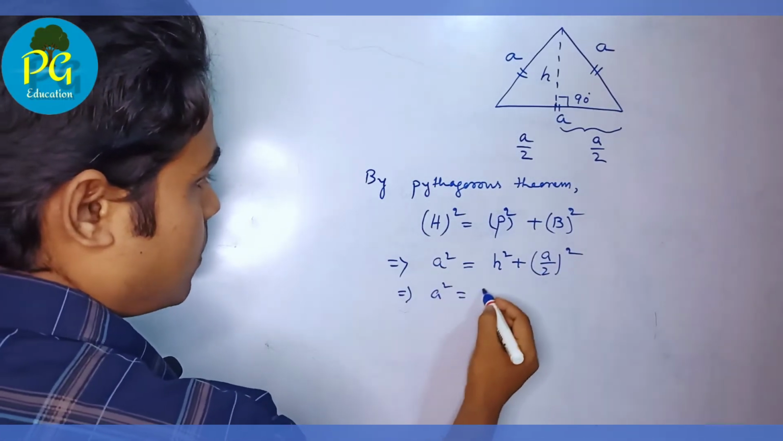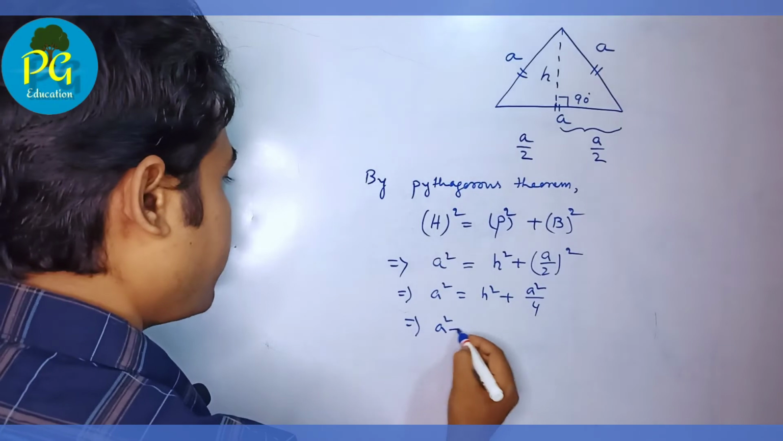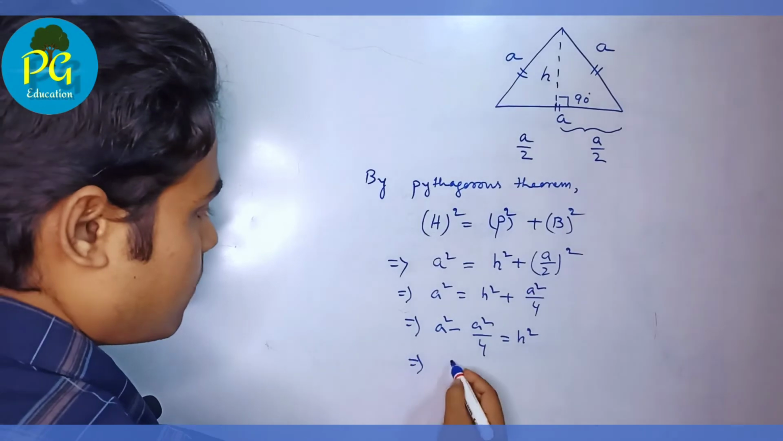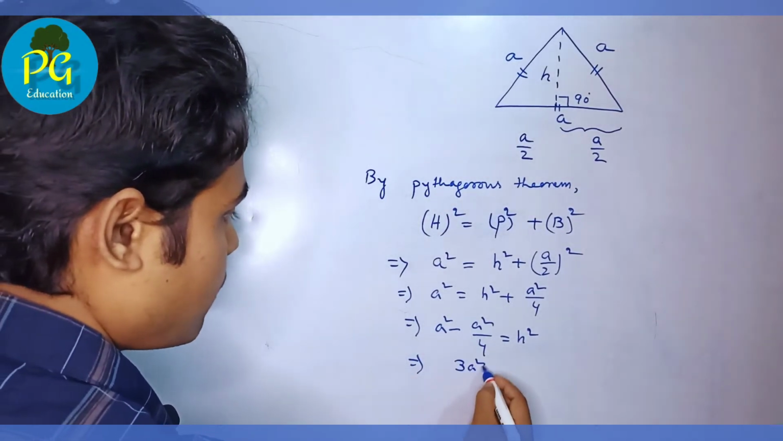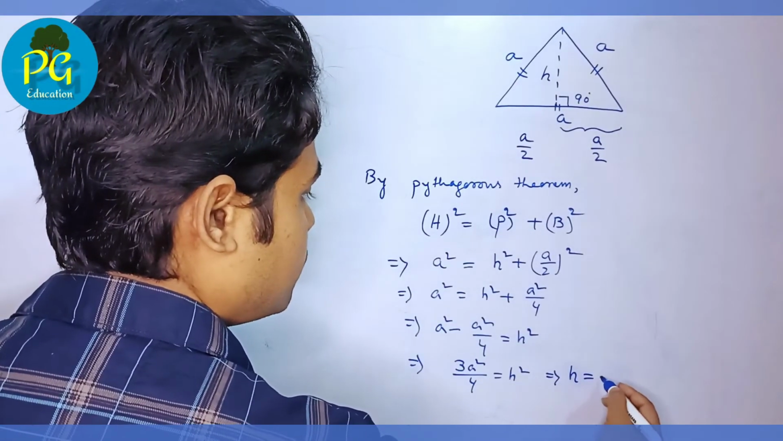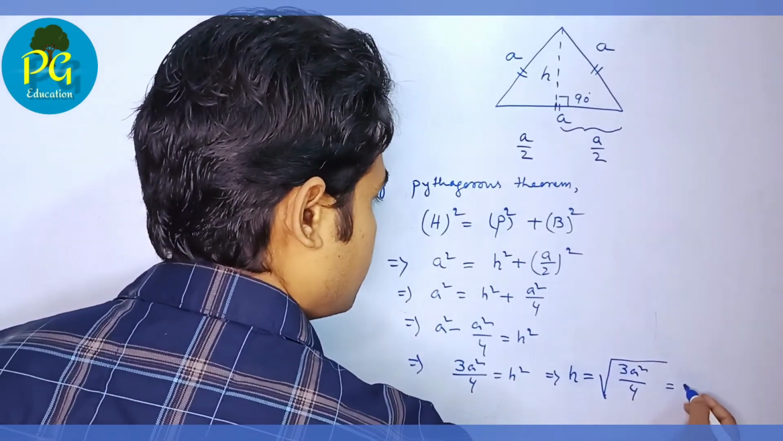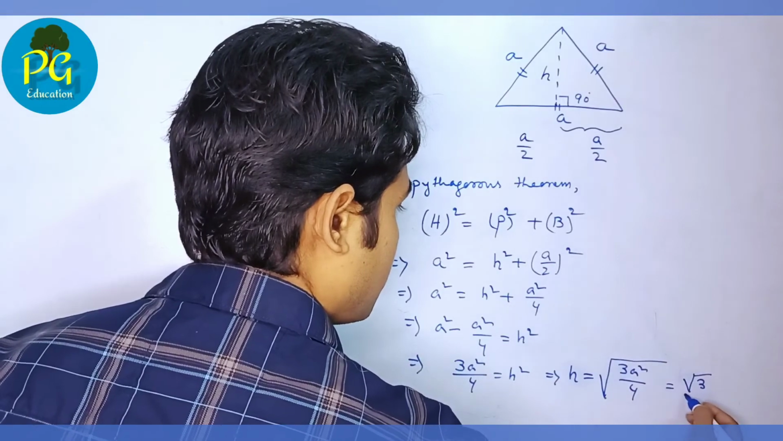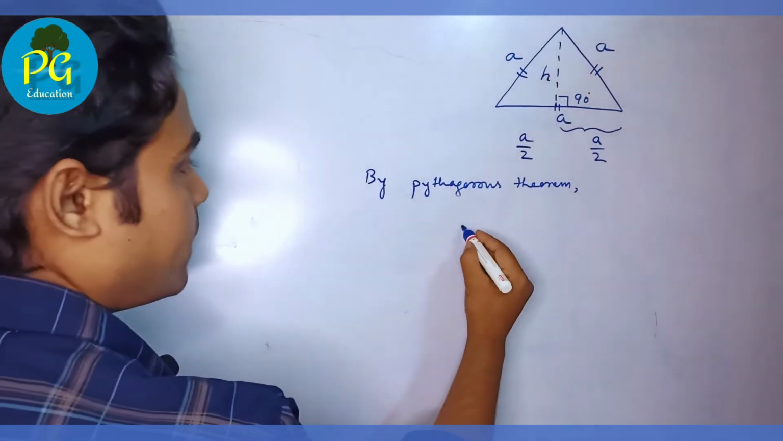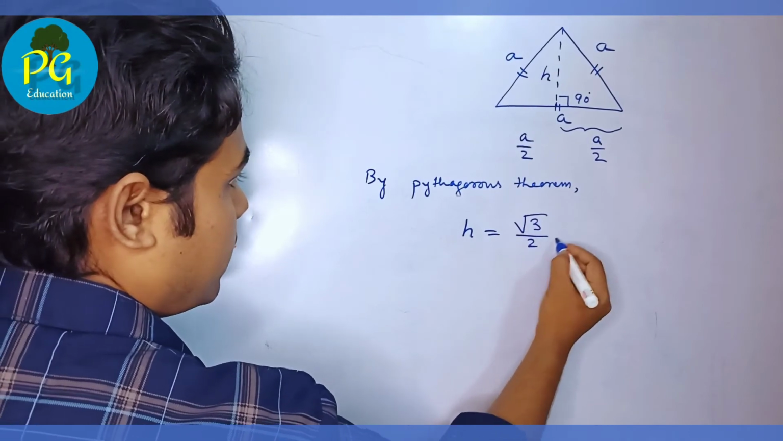implies A square equal to H square plus A square by 4, implies A square minus A square by 4 equal to H square, implies 4A square minus A square, that means 3A square by 4 equal to H square. Understood? Implies H equal to under root 3A square by 4, which is equal to √3/2A. Okay, so by Pythagoras theorem we get H equal to, that means height equal to √3/2 into A.